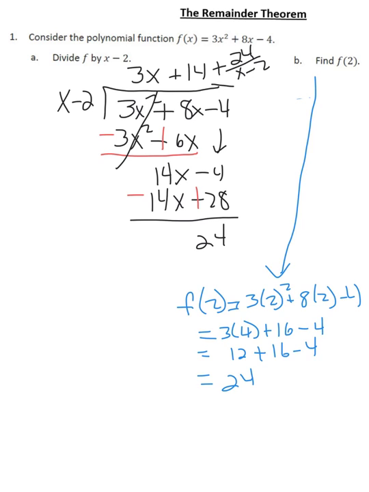Then for f of 2, if you plugged it into the equation here, what that gives you is 3 times 2 squared plus 8 times 2 minus 4. Do the math, you get 24 as the remainder. So I want you to notice that: 24 is the remainder. Okay, now we're going to go on to our second example.